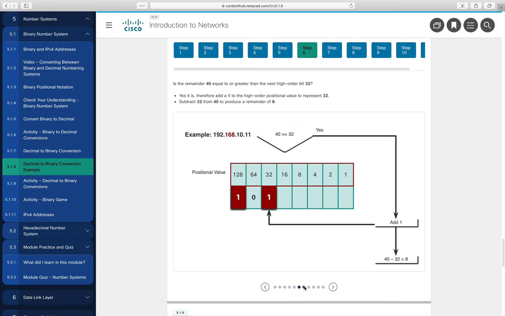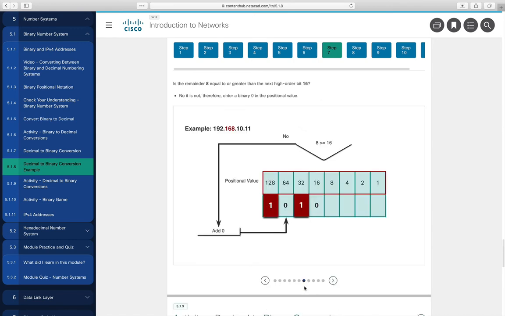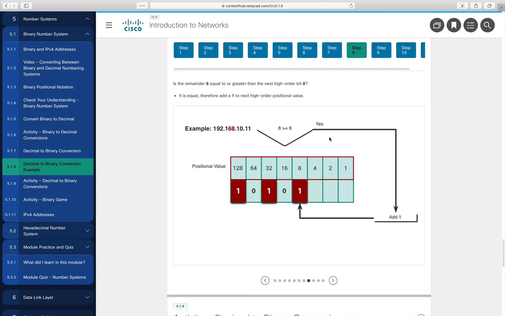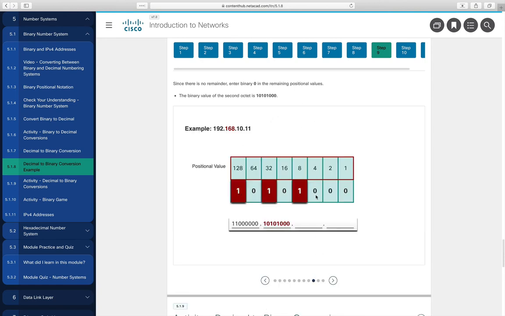Can I subtract 16 from 8? No, I cannot. Can I subtract 8 from 8? Yes, I can. So I put a 1 in the 8's position. And then the rest of these are going to be 0 because 8 minus 8 is 0. So that fills out the octet.